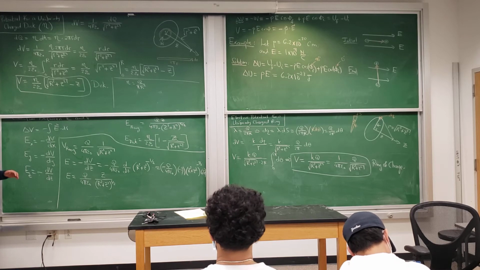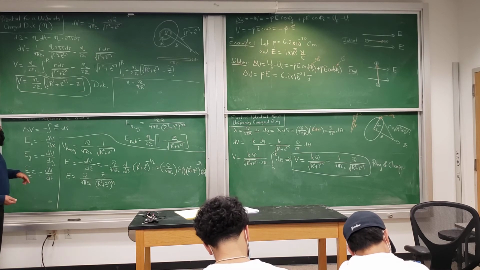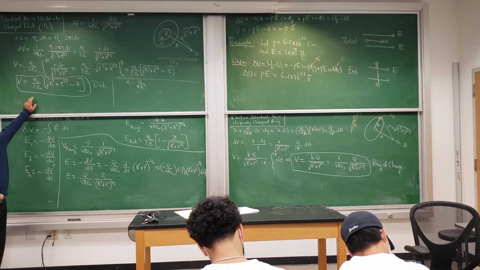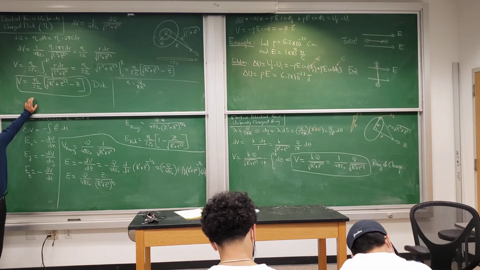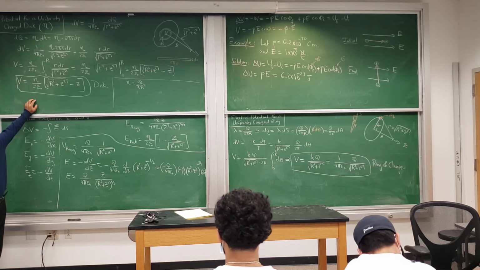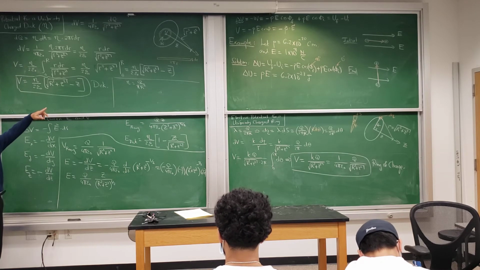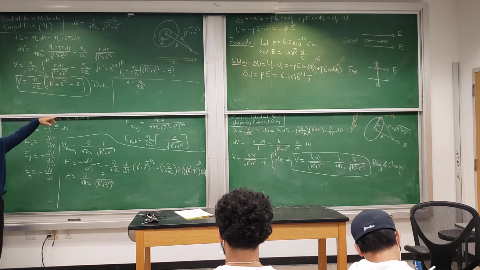The next one is to look at the potential for a disk, and we have to take the derivative with respect to z again and see what we get. So let's do that. And again, can I erase those two boards over there? Any objections? Okay.